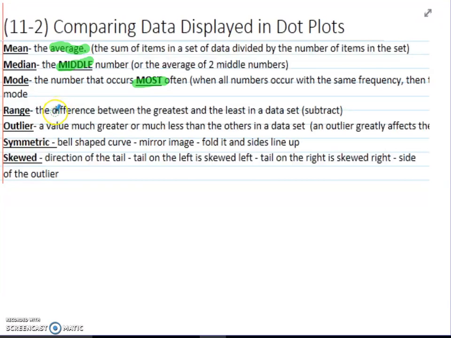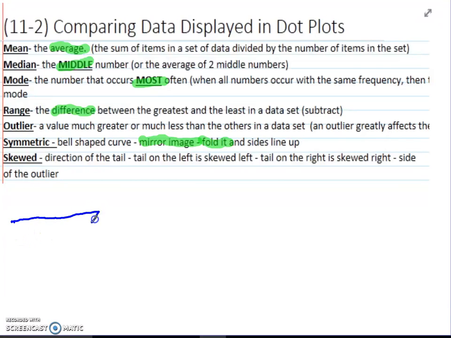Range is the difference. It's the biggest minus the smallest. Outlier is a data point that doesn't fall with the others. Bell shape is something that can fold up, or a mirror image of itself. Skewed, you can have a tail skewed left, you can have a tail skewed right.